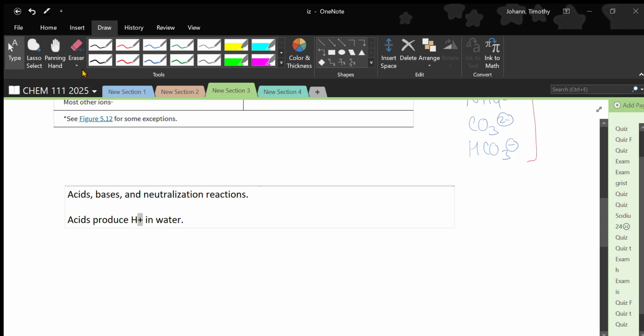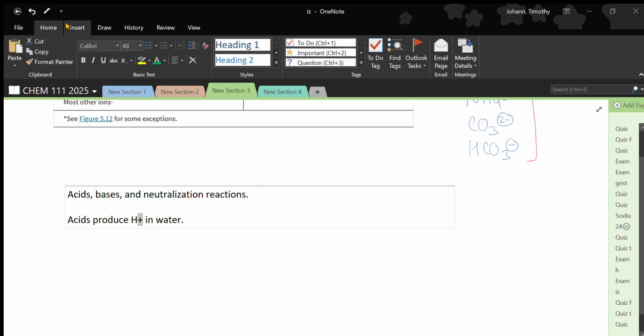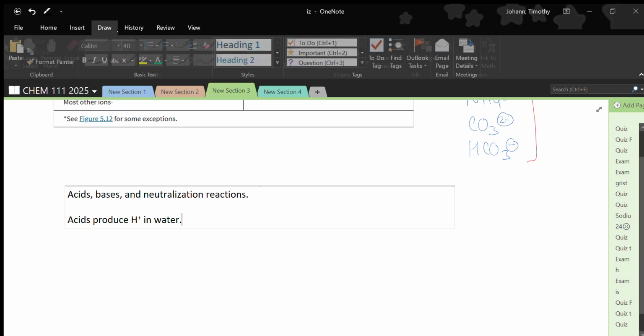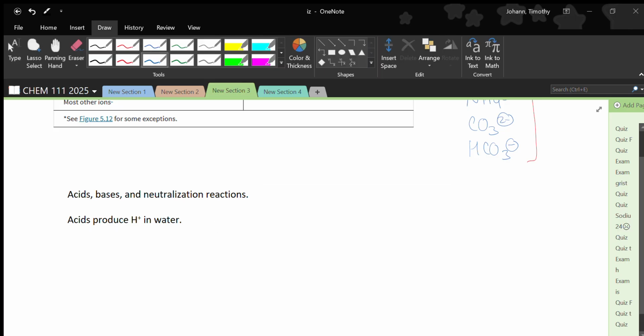Remember, cations are positively charged ones. Let me get this superscripted like it should be. All right, so for example, you've probably heard of hydrochloric acid, okay? Hydrochloric acid looks like this. This is the main acid that's in your stomach. Fairly concentrated in your stomach. Obviously, it doesn't burn through your stomach.